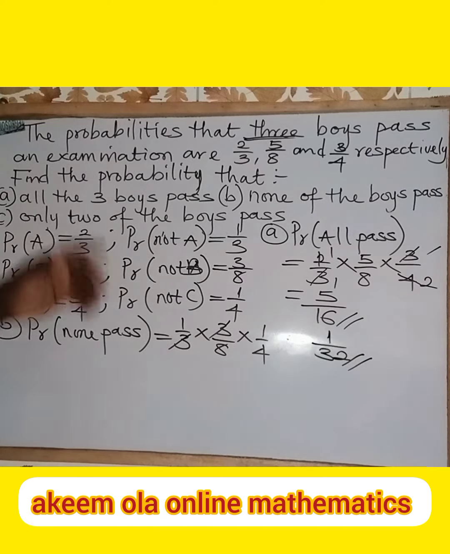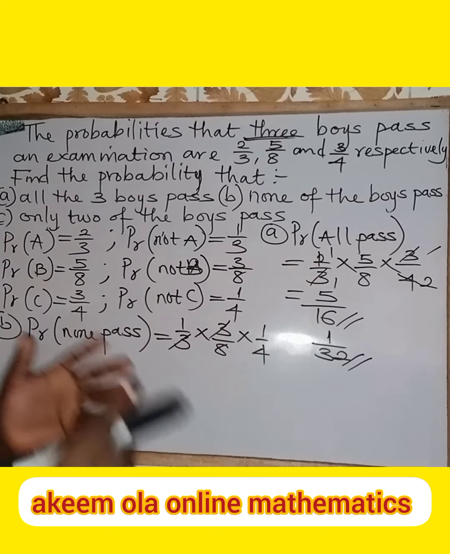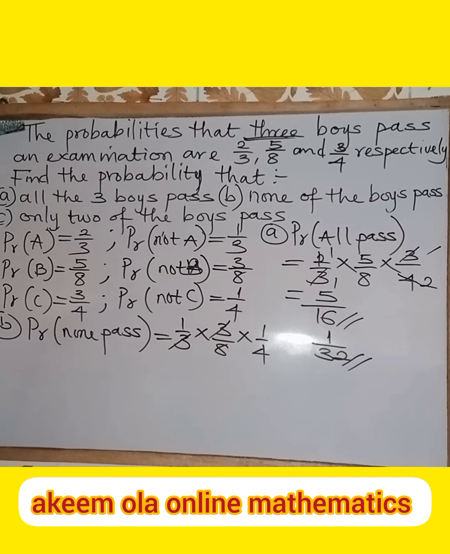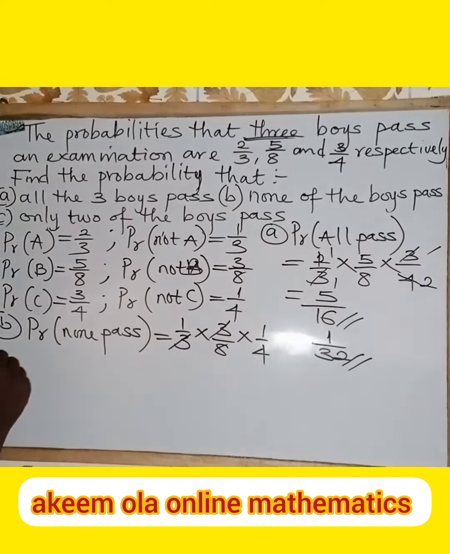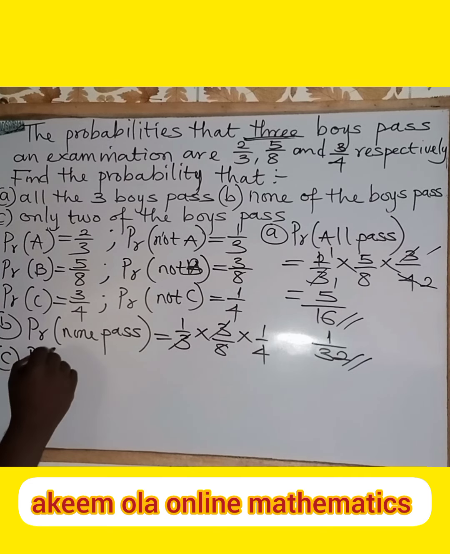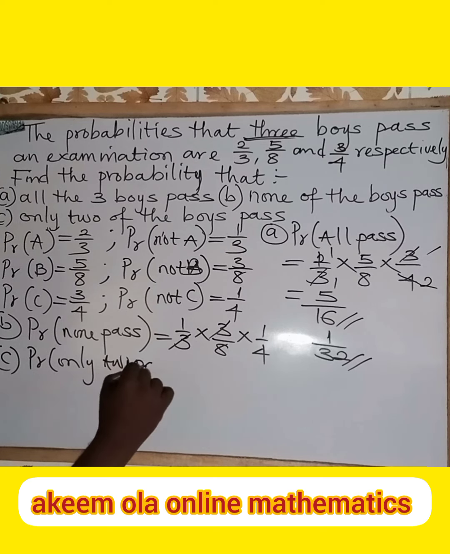Then we can now go to the third one. Only 2 of the students pass. They said the probability that only 2 of the students pass. This question is somehow... P of only 2 pass.